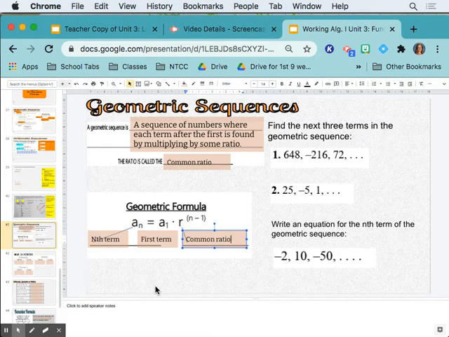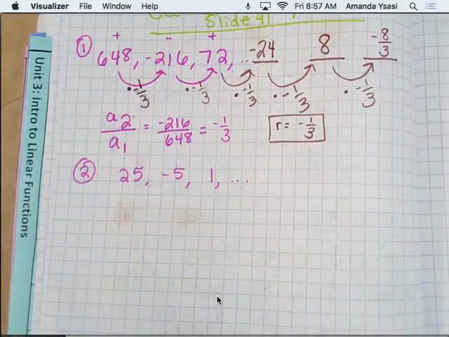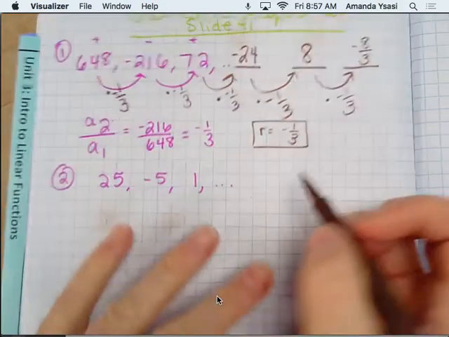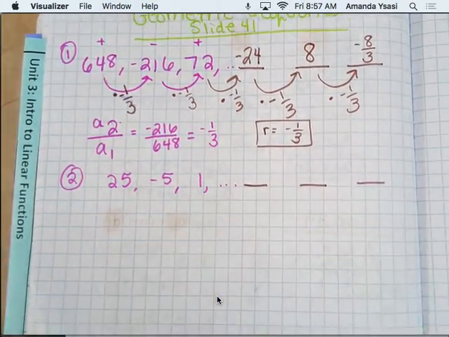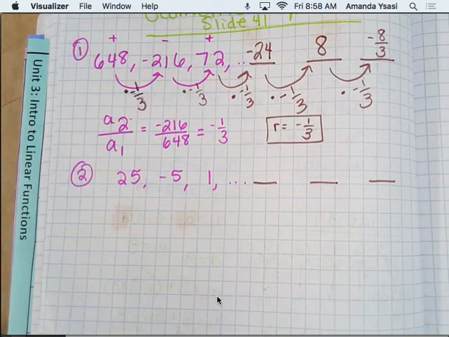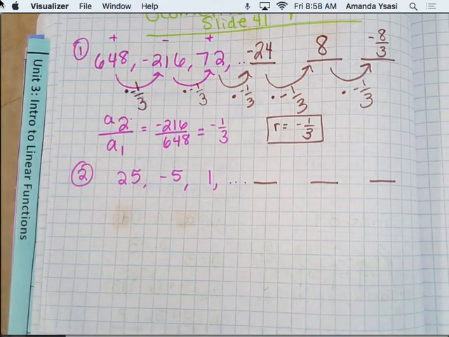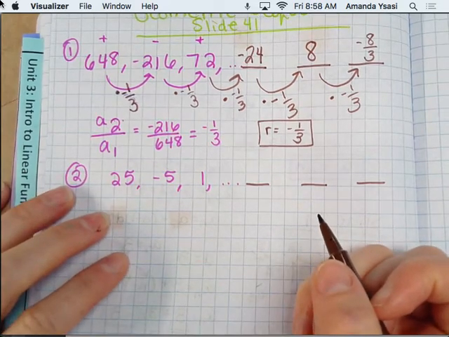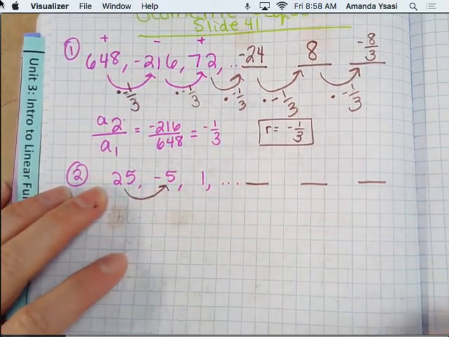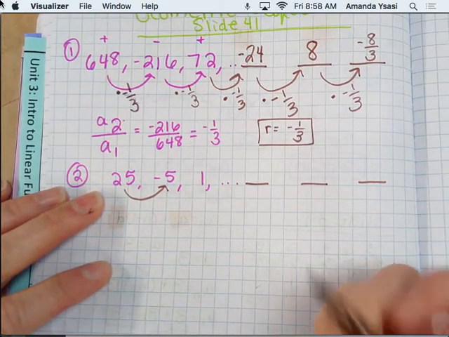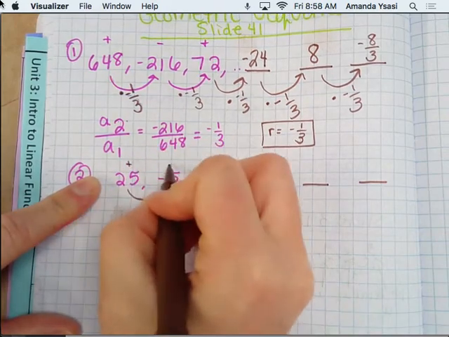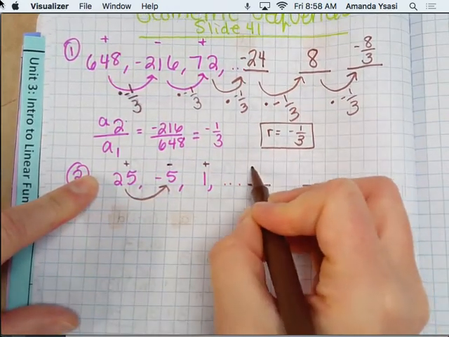Okay, let's do the next one. So that was one. This is two. 25, negative 5, 1, dot dot dot. So we need to find three more terms. To go from 25 to negative 5, that'd be minus 30, right? But see how this one's plus, this one's negative, this one's plus? So it's going to follow the same pattern.